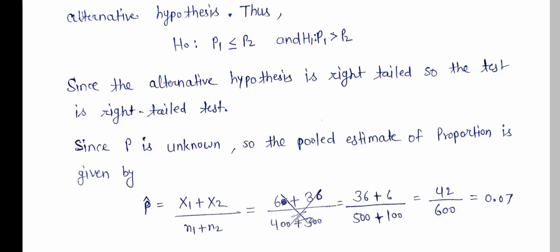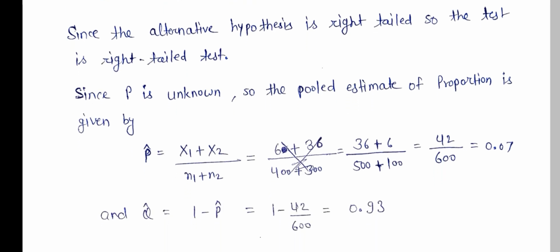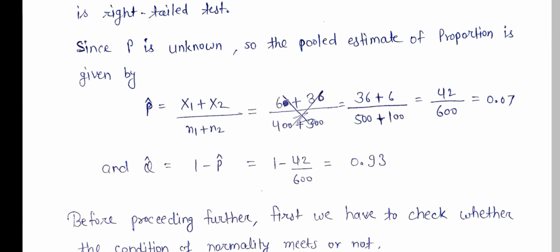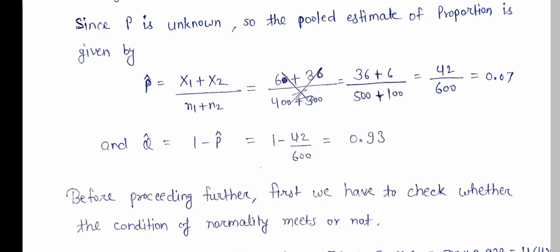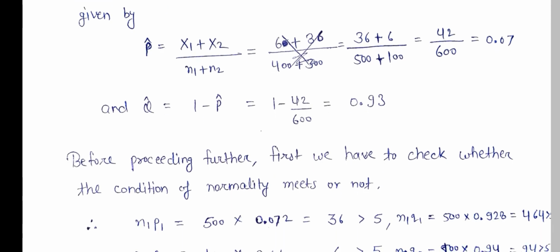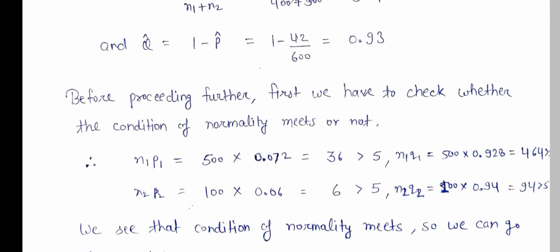direction of the tail. And p is unknown, so the pooled estimate of proportion is given by x1 plus x2 upon n1 plus n2, and p is equal to 0.07 and q is equal to 1 minus p, which is 0.93. So p value is 0.07 and q is equal to 0.93. Before proceeding further, we check the normality.